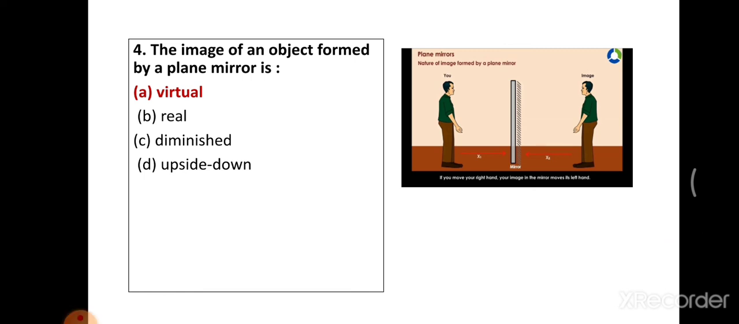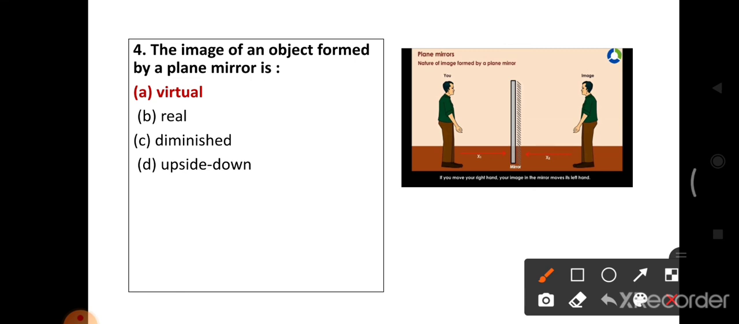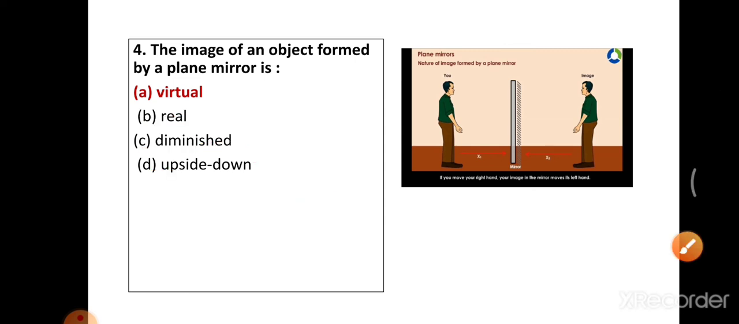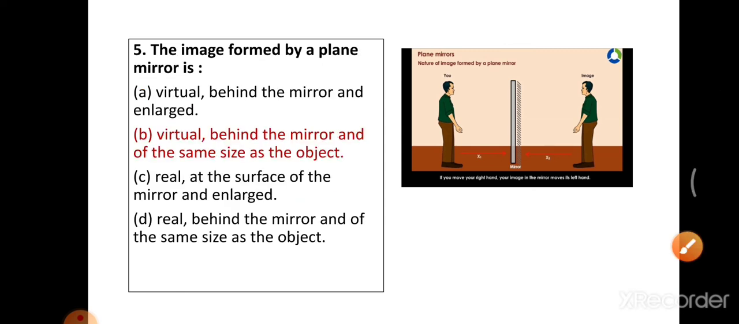In properties of image we learned that the image formed by a plane mirror is virtual. That is not real, that is not diminished, that is not upside down. That is erect, same size and virtual. So the correct answer is option A virtual.